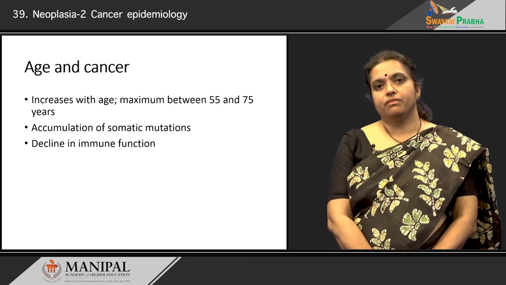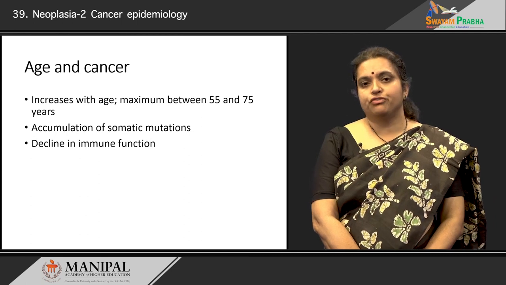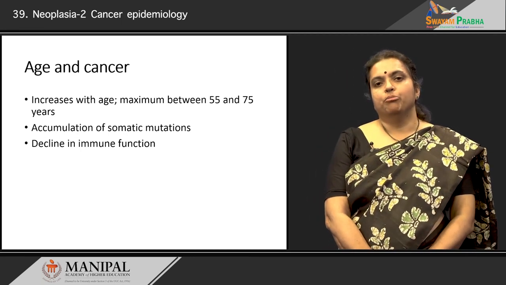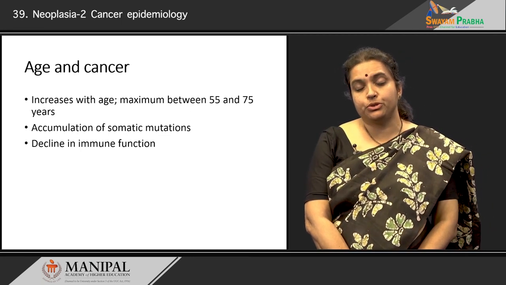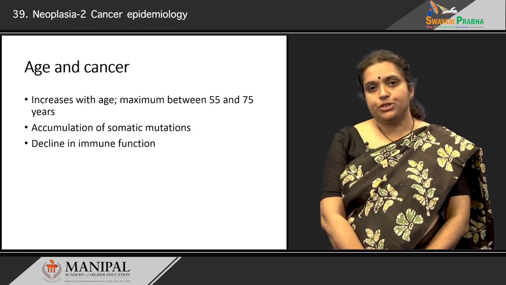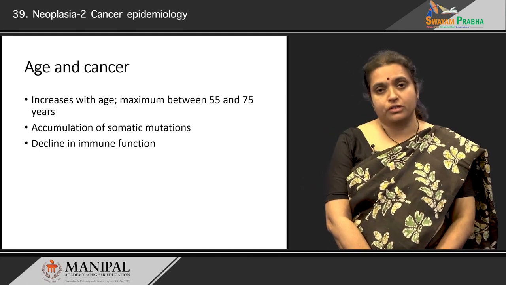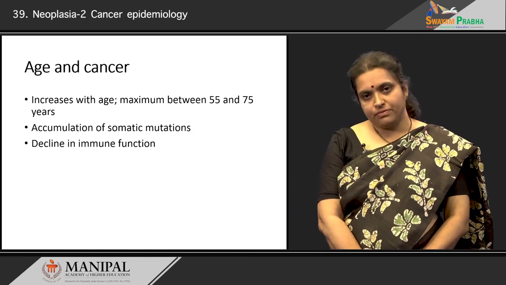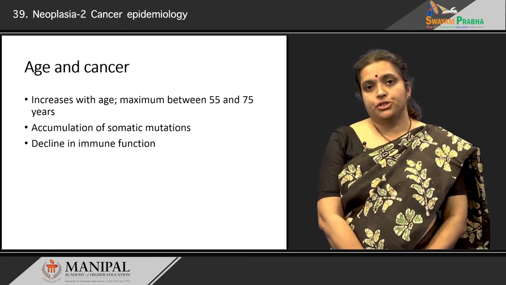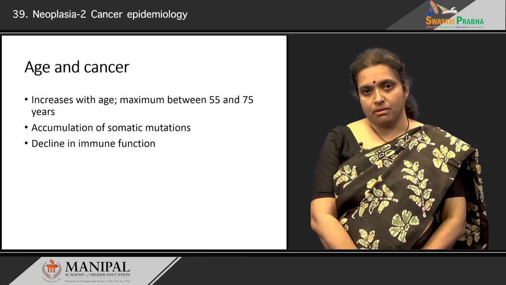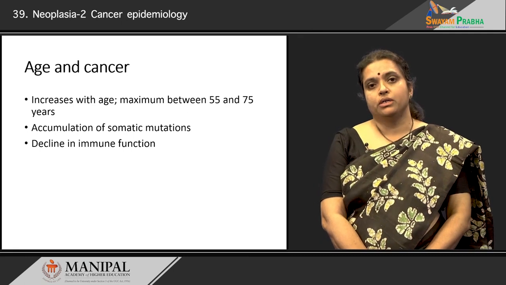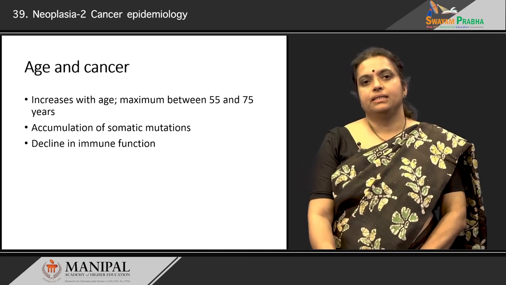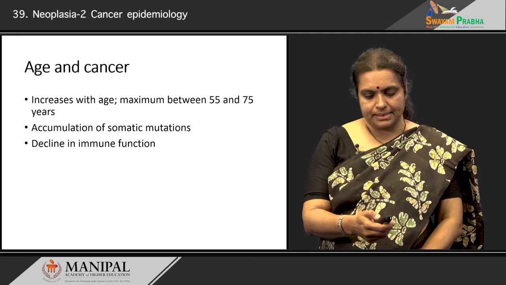Now, this is quite understandable because, as we will learn later, the acquisition of mutations is what causes cancer, and as a person ages, you can expect that more and more mutations could accumulate in the cells, and that could lead to cancerous growth. And of course, with age, you also have a decline in immune function. As we will be discussing later, tumors are also kept under control because of good immunity, and as with age, since the immune function becomes less and less, these patients are more prone to develop cancer.